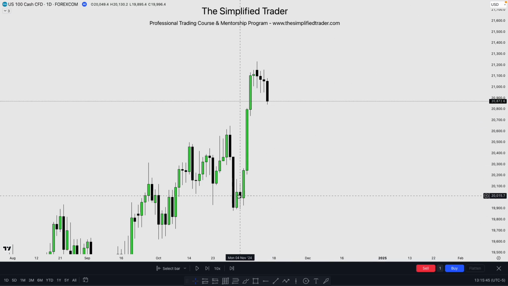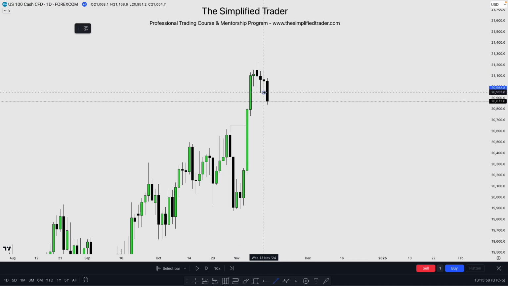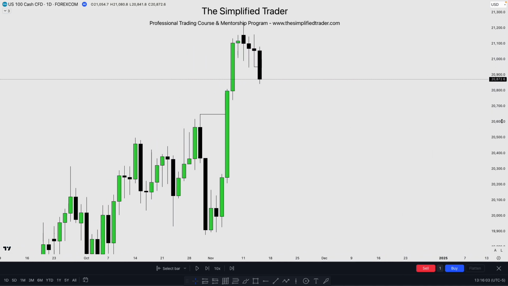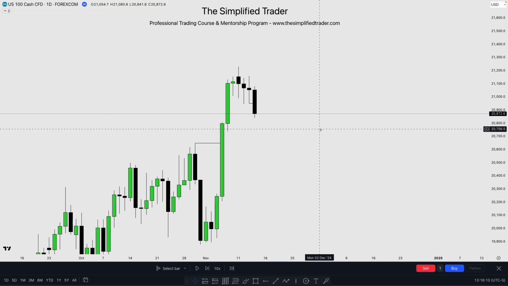So what happens now? We missed that entry in this candle here. Now what can we see? We take out a swing high, so we've taken out buy side liquidity. Now I'm waiting for a daily candle to close below the previous candle's low, which is what we get over here. This candle closes below the previous candle's low. So now I'm looking for expansion in the following candle.